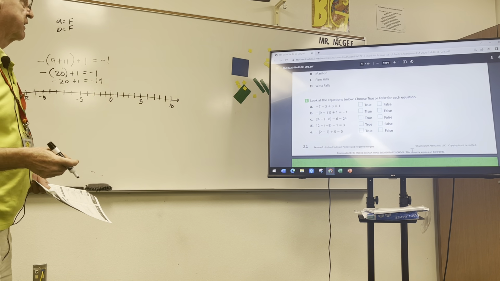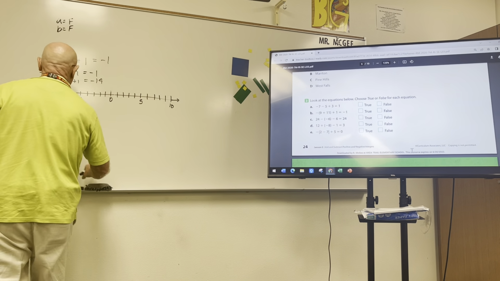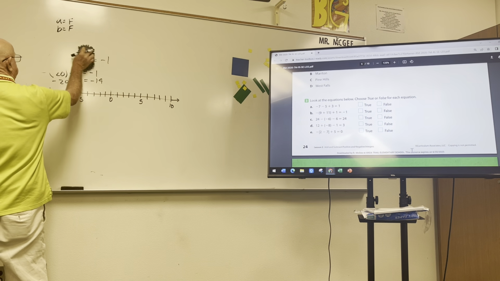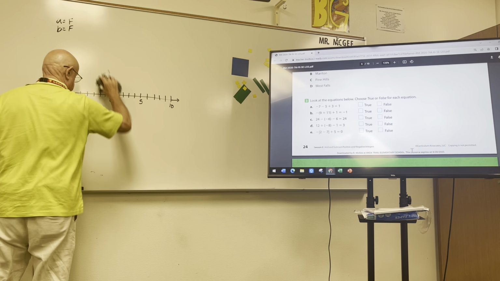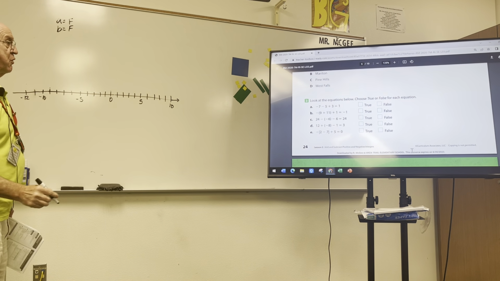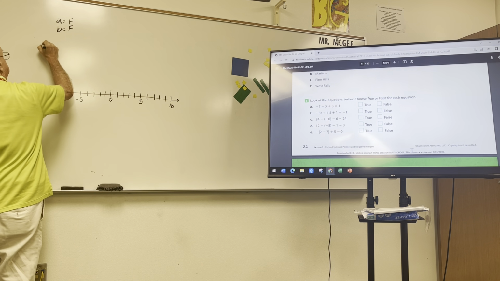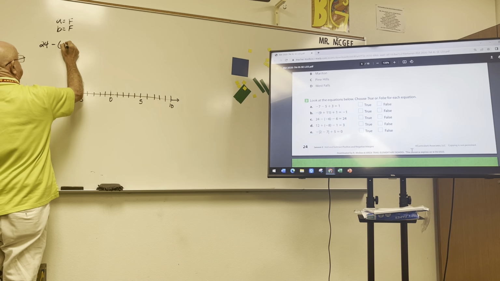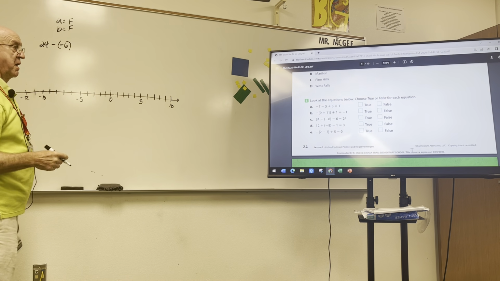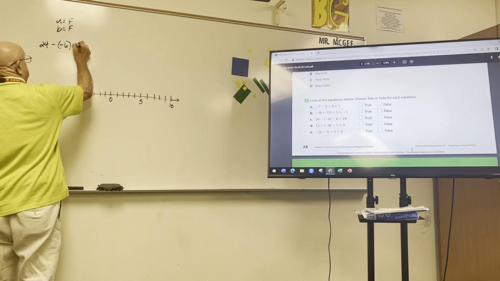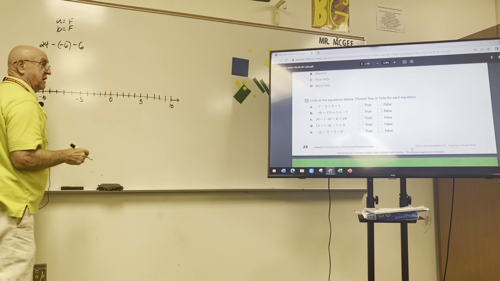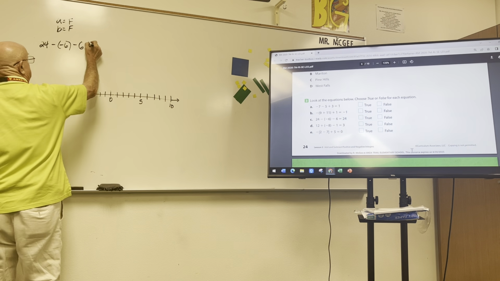Now let's take a look at the next one. A little bit different, but you're going to see something when we write this down. Right? We have 24 minus a negative 6, right? Minus 6 again. Minus 6 again. And it says it's equal to 24.